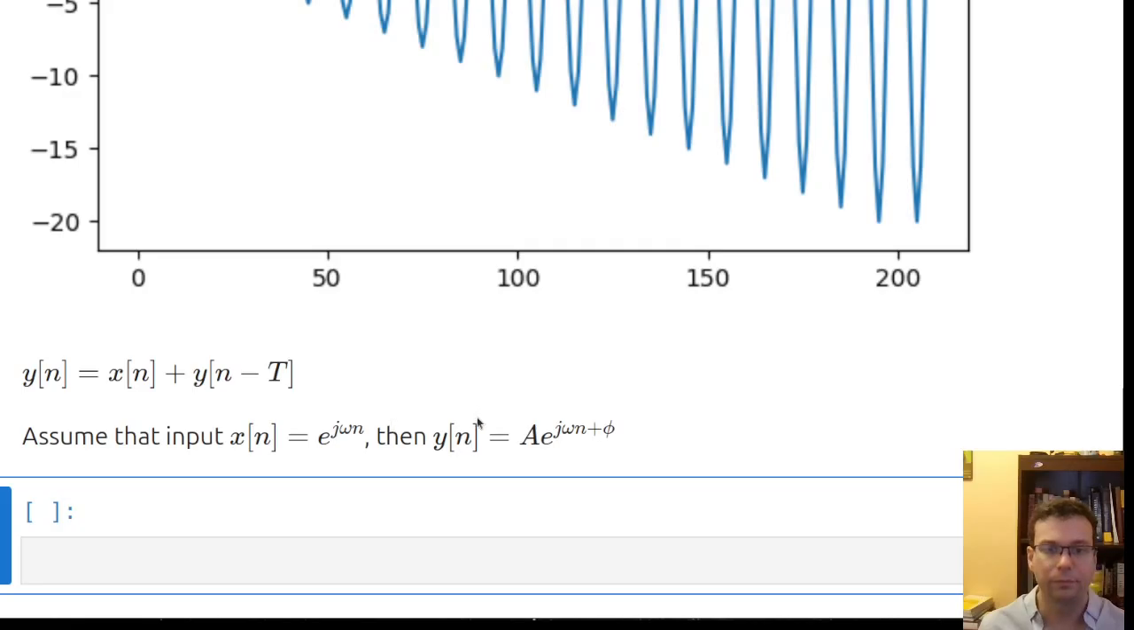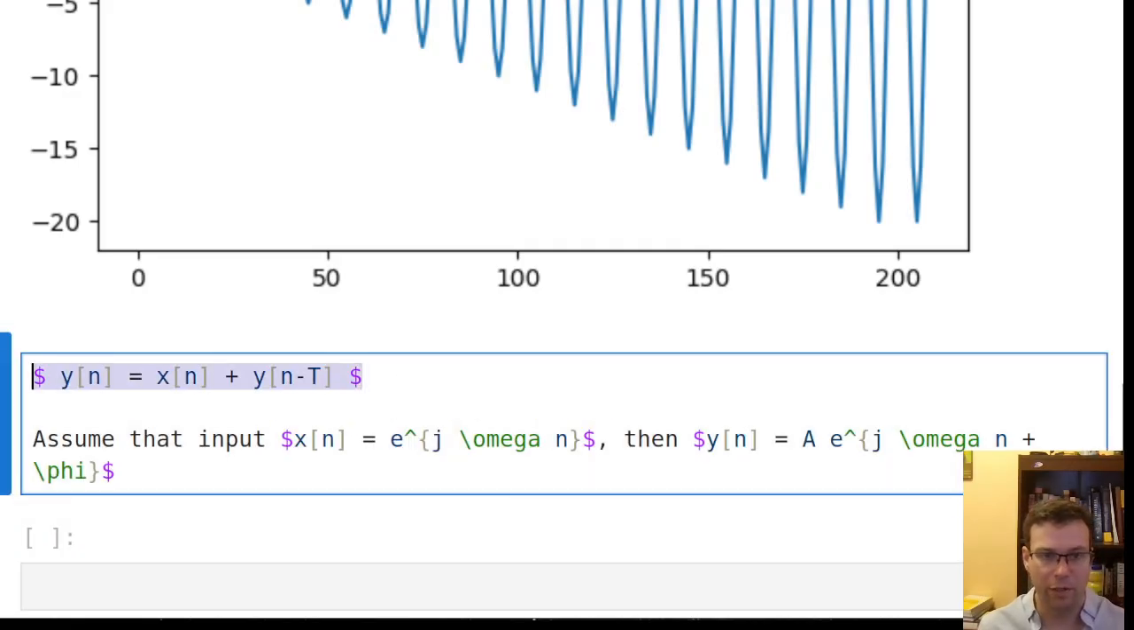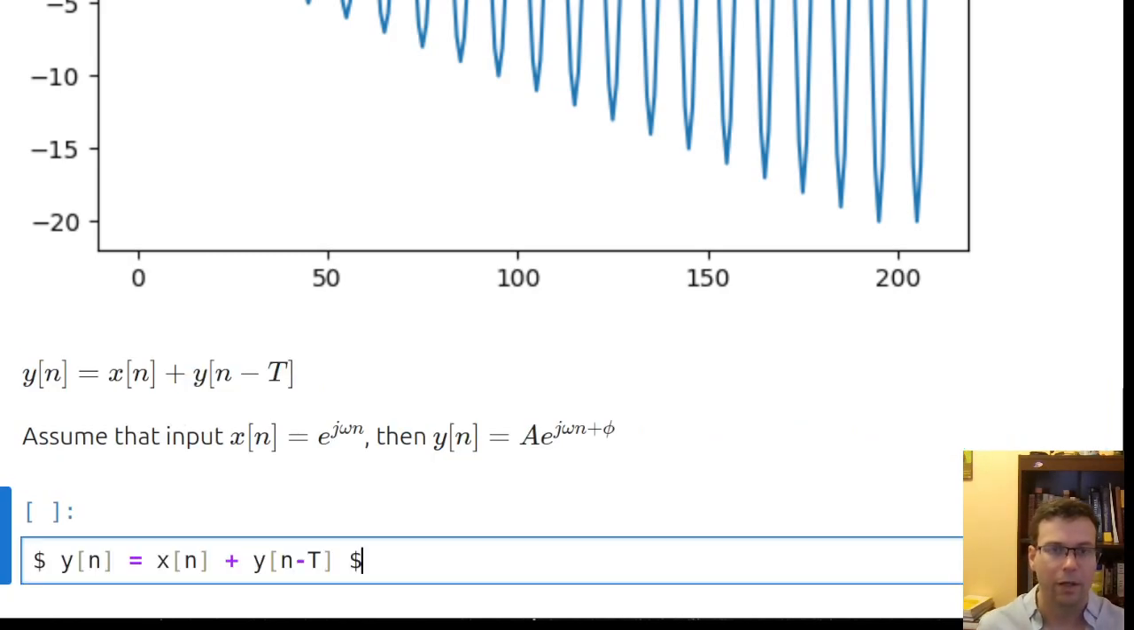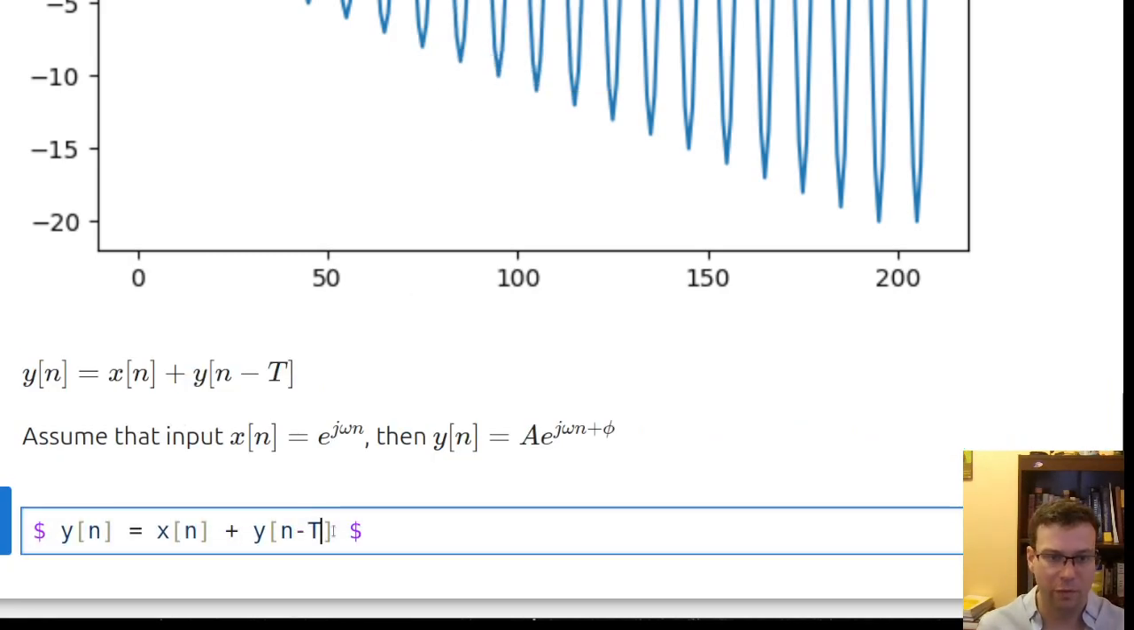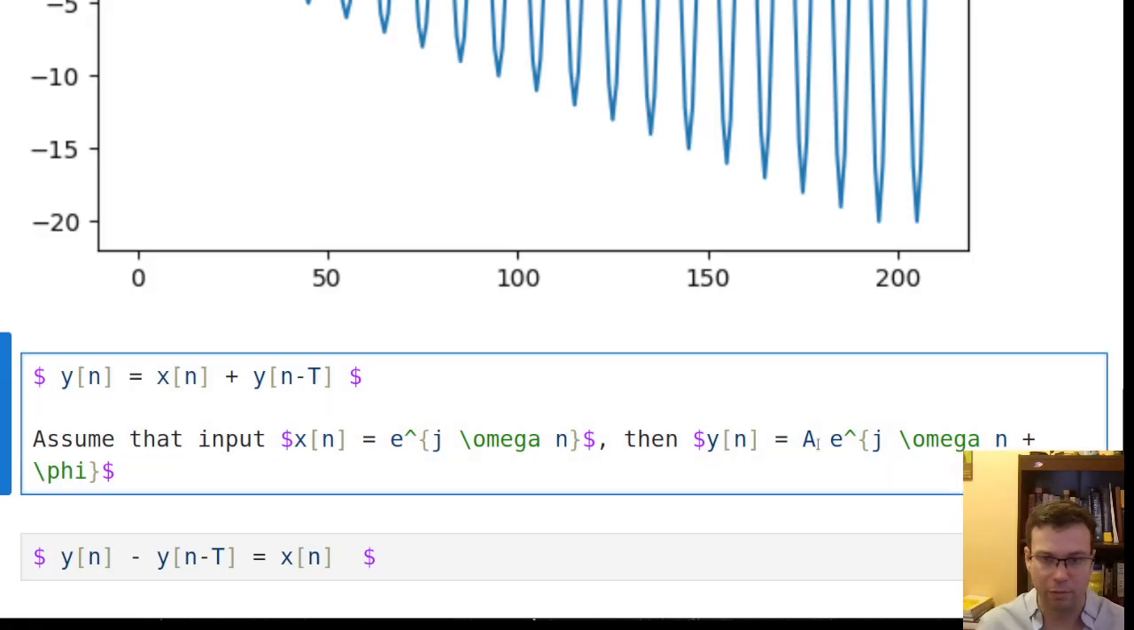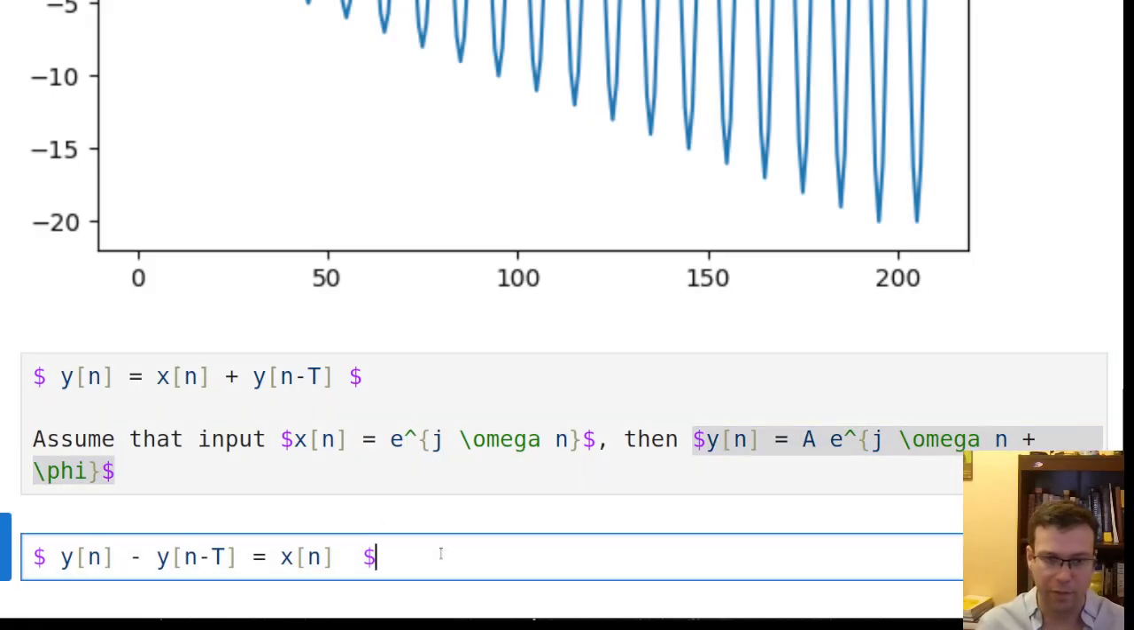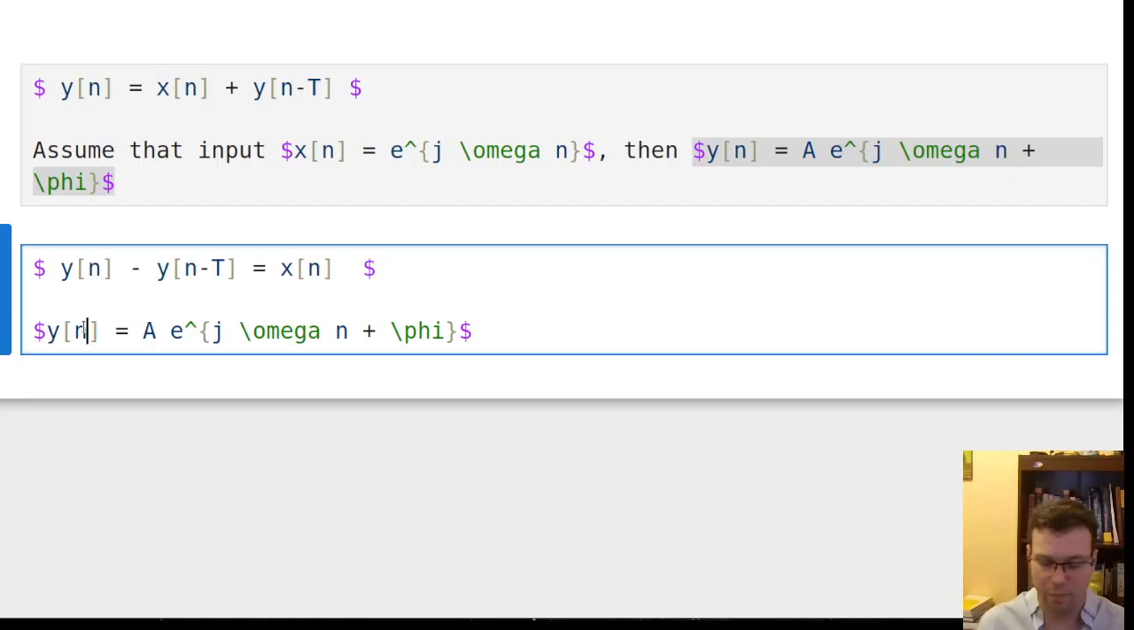Okay. So we've got this. Now, let's just rearrange this equation here, and I will move this y of n minus t over to the left side. And now let me look at that y of n minus t. If I plug n minus t into this equation here, then I get y of the quantity n minus t. I'm going to plug that in for n.